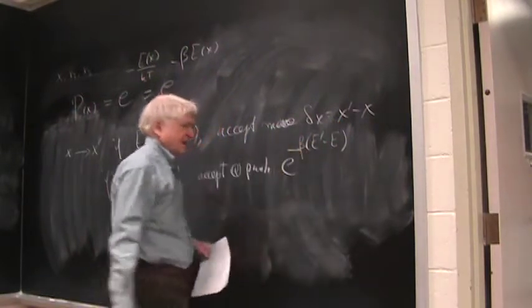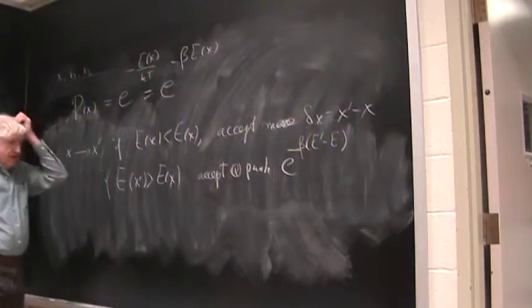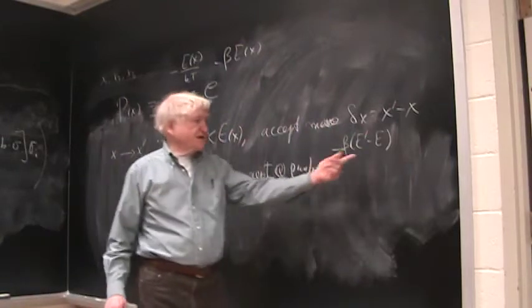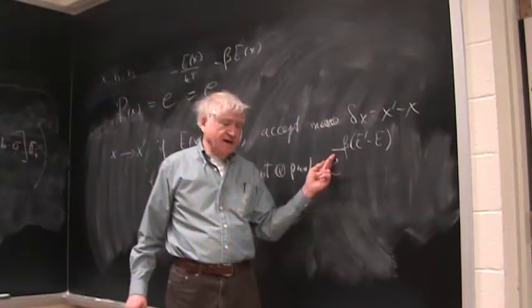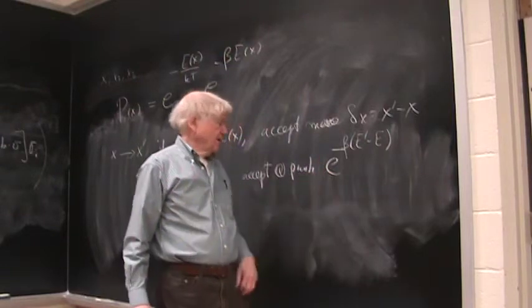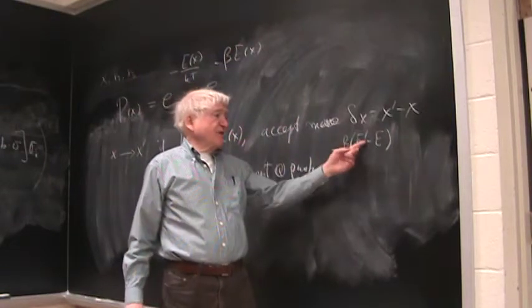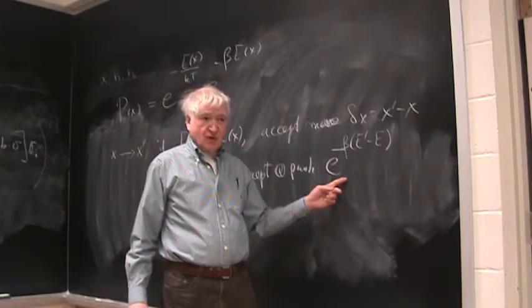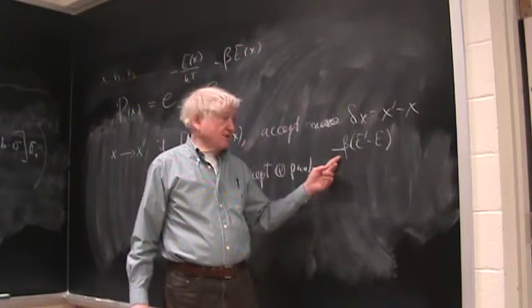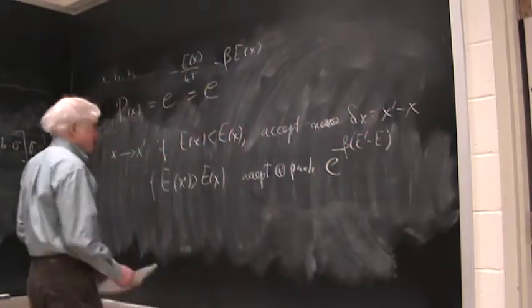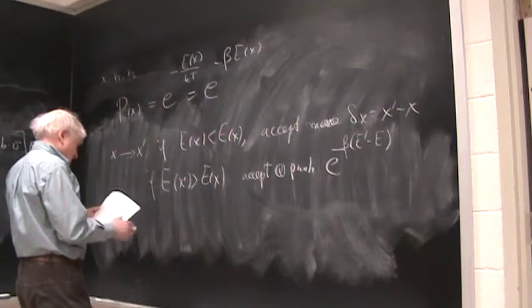just call that beta. So in other words, E prime is greater than E, so this is positive, e to the minus beta is less than 1. So this is a probability that's less than 1. And in fact, if E prime is much bigger than E, this thing is essentially zero, unless the temperature is very, very high. All right, so that's the Metropolis rule.